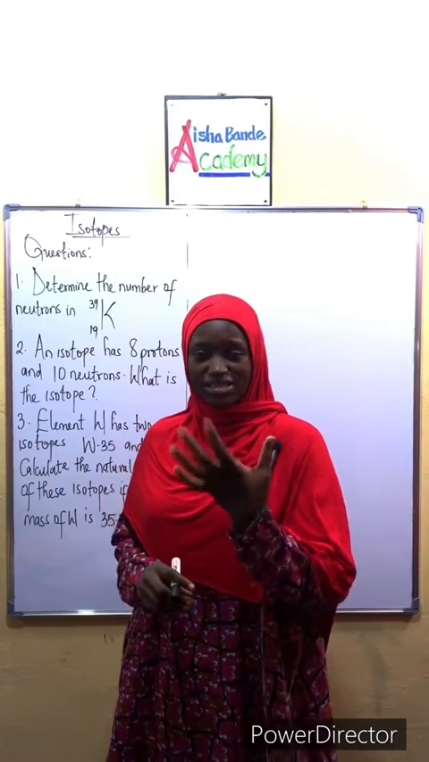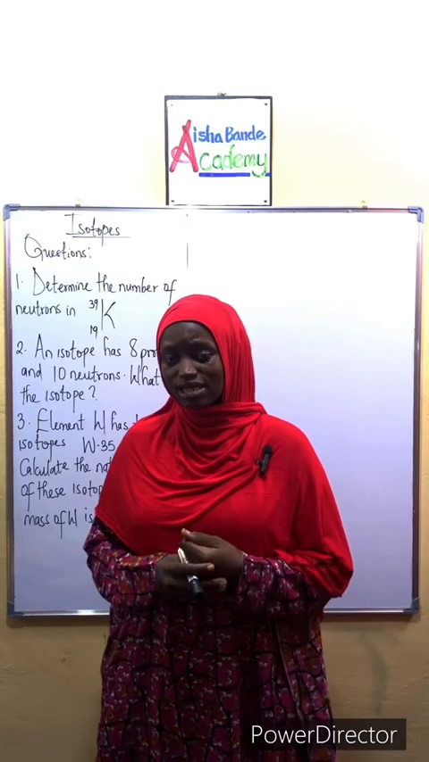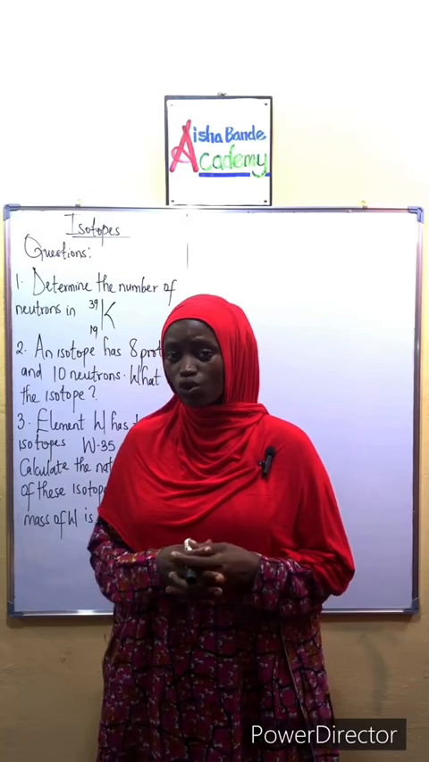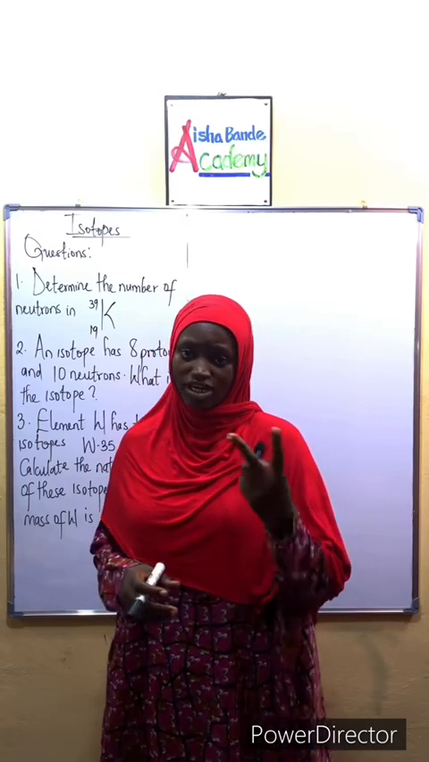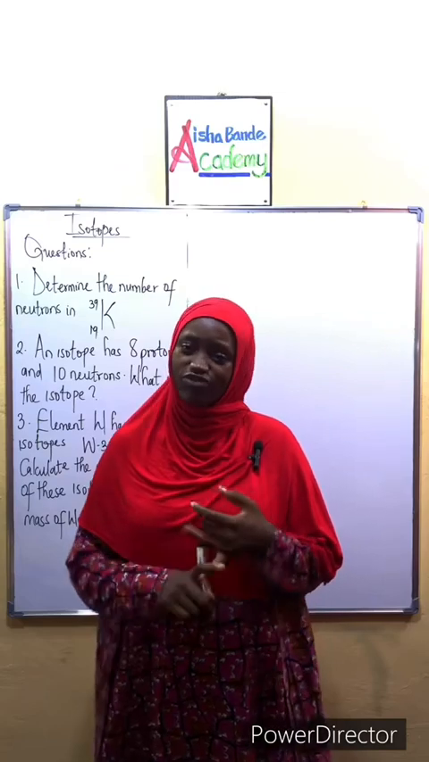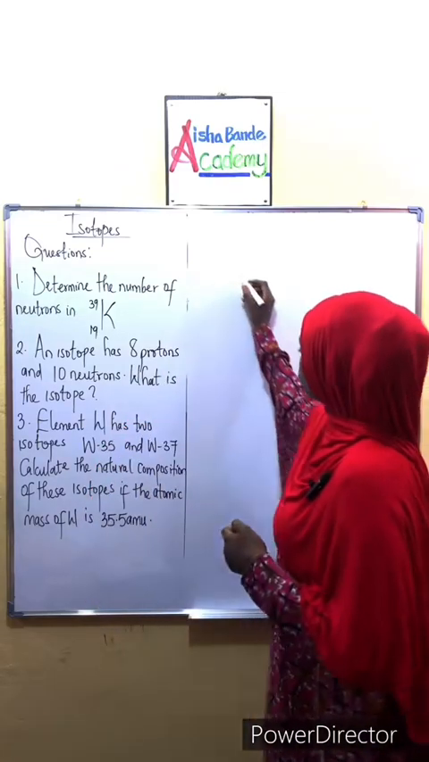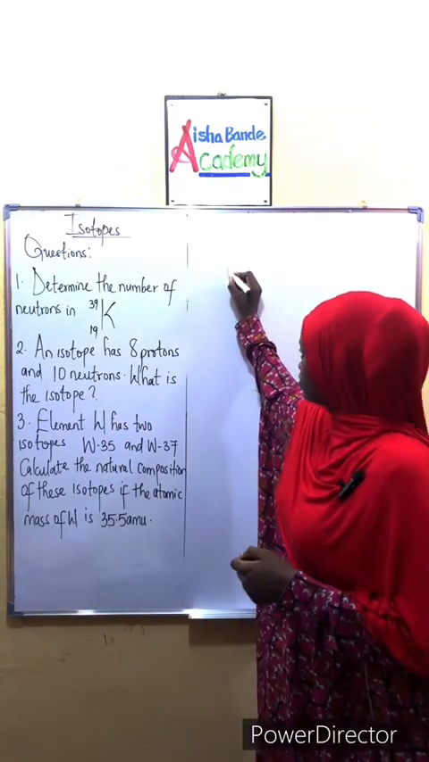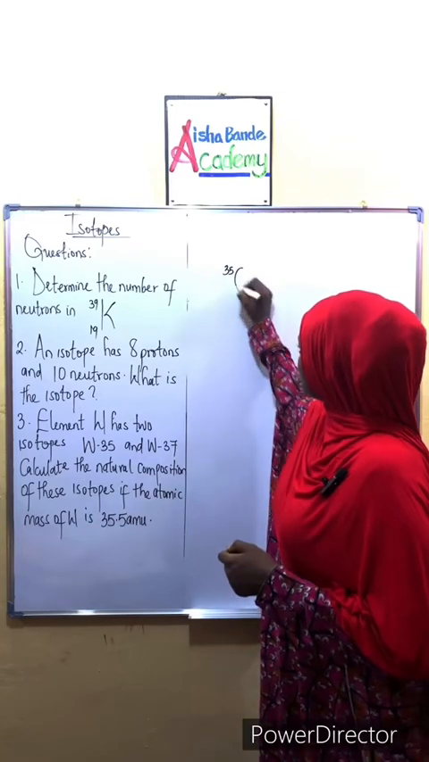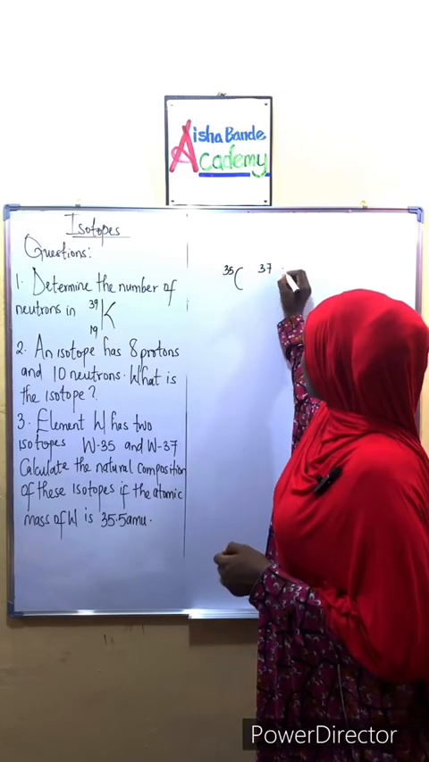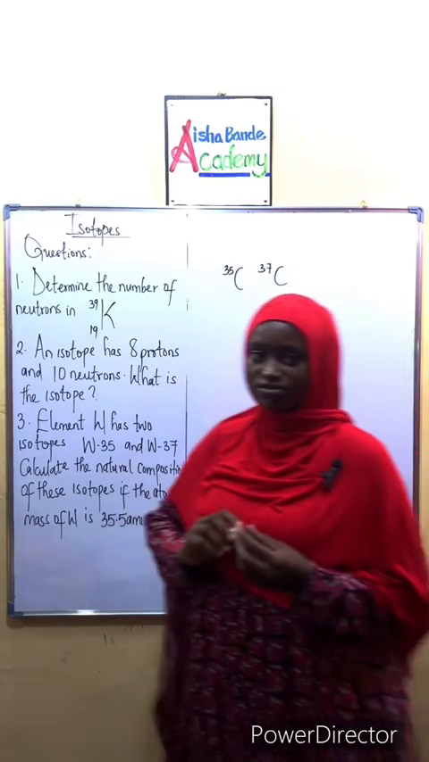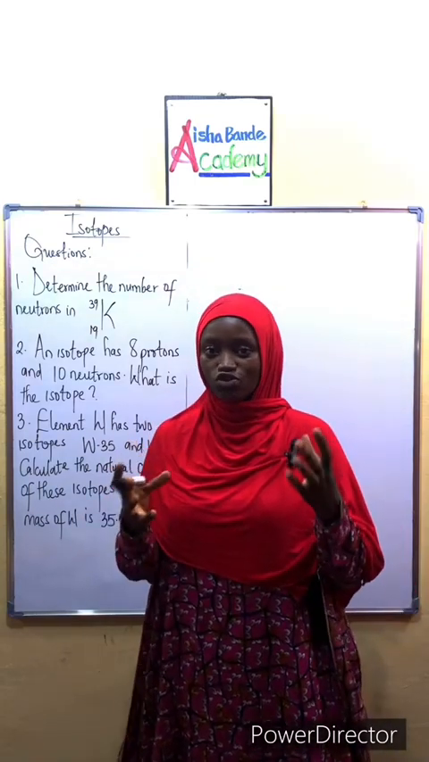Example of an element that has isotopes is chlorine. Chlorine has two isotopes, isotope 35 and also isotope 37. That's why chlorine is written this way, isotope 35 and isotope 37. So let's talk about the format of isotope.